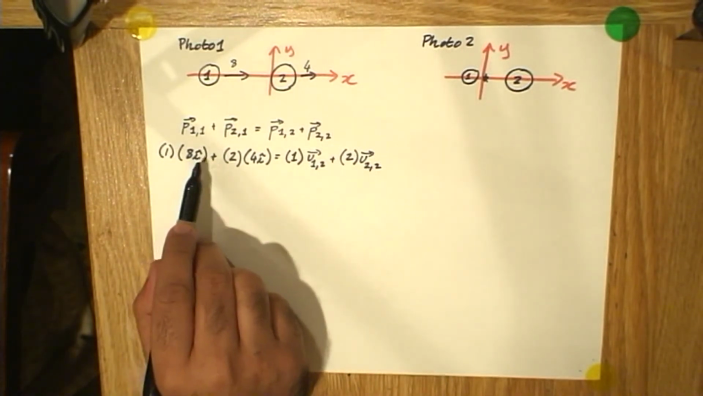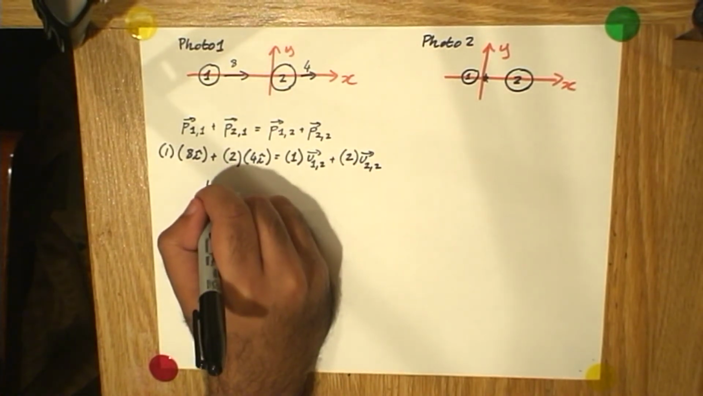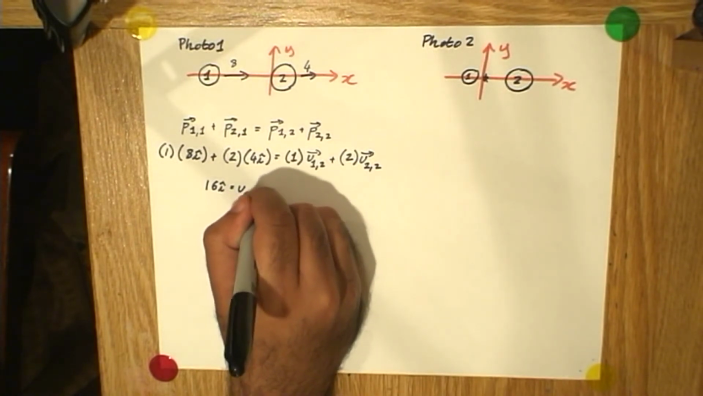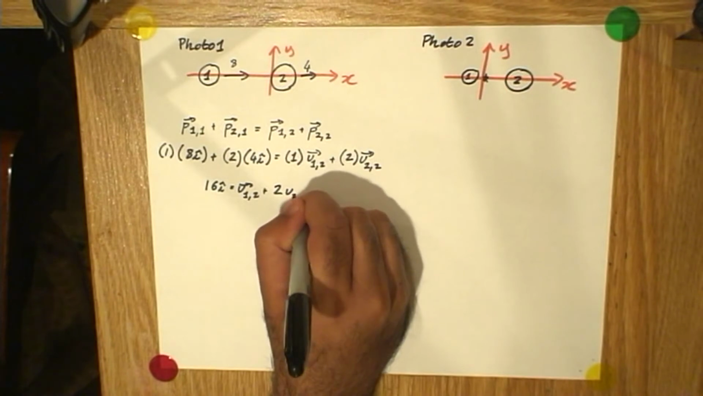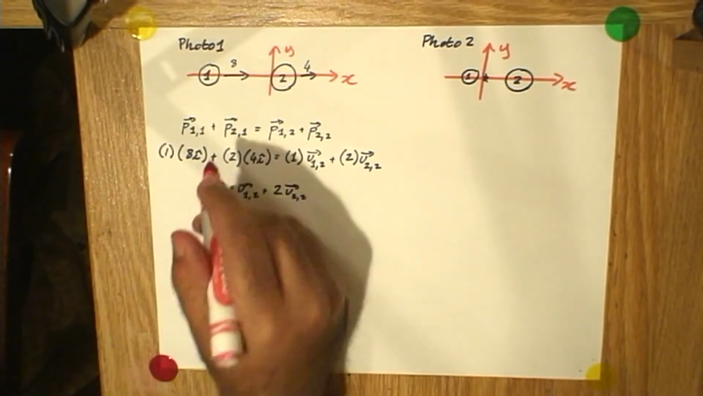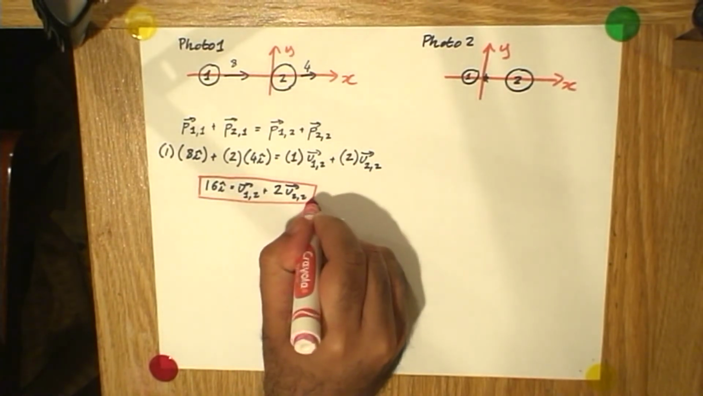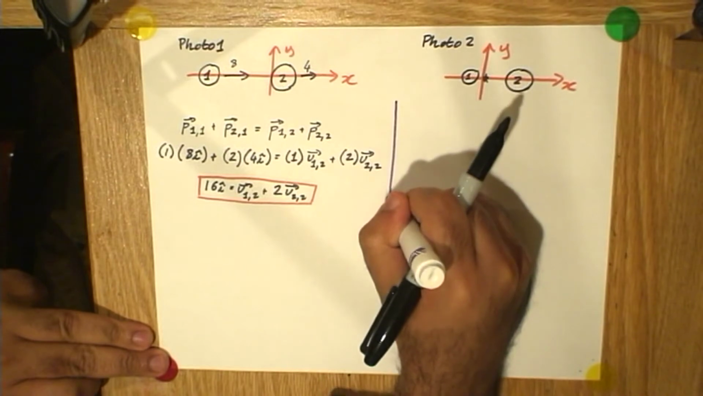Now, 1 times 8 plus 2 times 4, that's going to give us 16 I hat overall. So that's 16 I hat is equal to v12 plus twice v22. So this is our first equation. We cannot simplify this any further. This is the first relationship between the two velocities. Now, what about for conservation of energy?